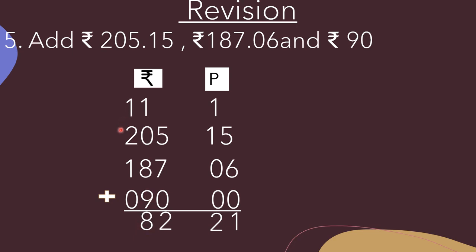Now 1 plus 2, 3. 3 plus 1, 4. 4 plus 0, 4. So here we will write 4. So what is the answer, beta? That is 482 rupees 21 paise. Or in another way, we will write it collectively, that is equal to rupees 482.21.